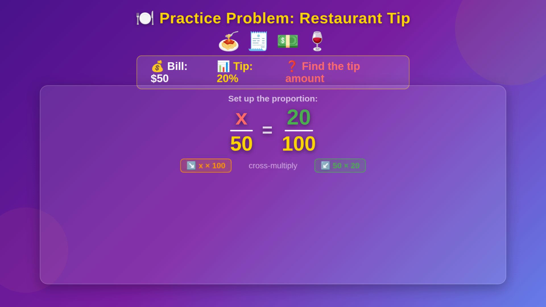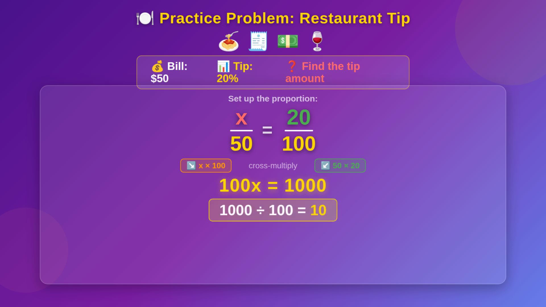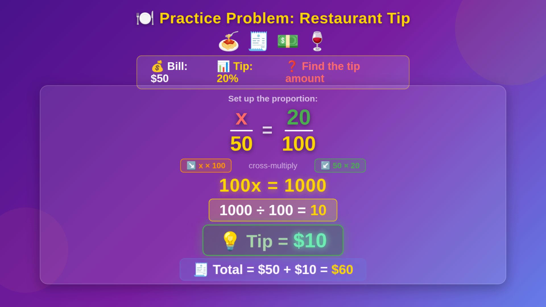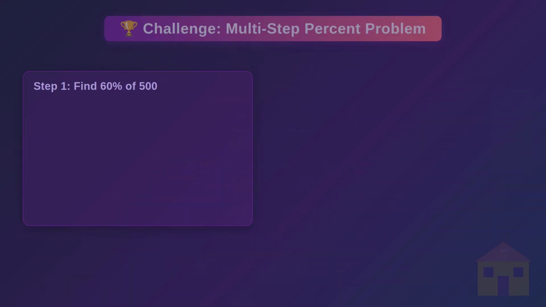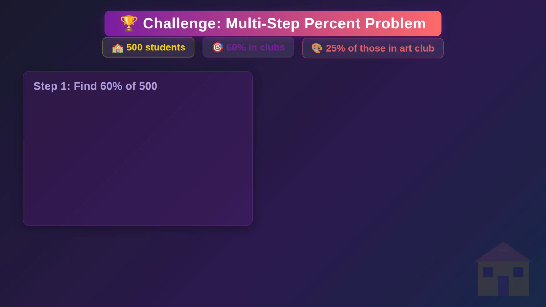A restaurant bill is $50. Maya wants to leave a 20% tip. How much is the tip? The part is unknown. Call it x. The whole is 50. The percent is 20. Proportion, x over 50 equals 20 over 100. Cross multiply, x times 100 equals 50 times 20. That gives 100x equals 1,000. Divide both sides by 100. 1,000 divided by 100 equals 10. The tip is $10. So Maya pays 50 plus 10, which equals $60 total. Great work and great tipping etiquette.